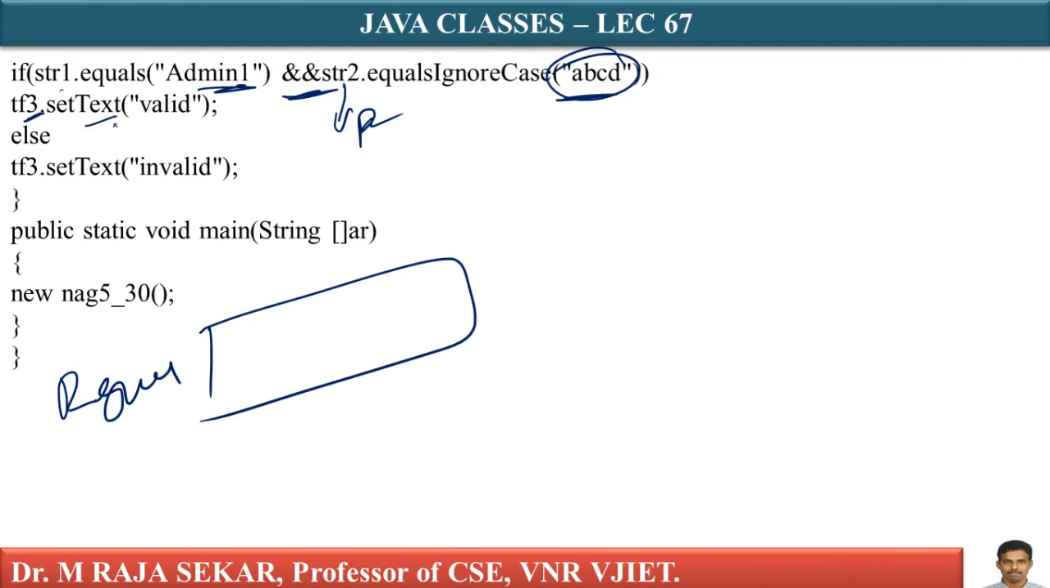tf3.setText, the result text field, that third text field. In this particular text field, it will display valid. If any one of them fails, means if the user is not admin1 or your password is not abcd, it will go to else and it will display a message with invalid.